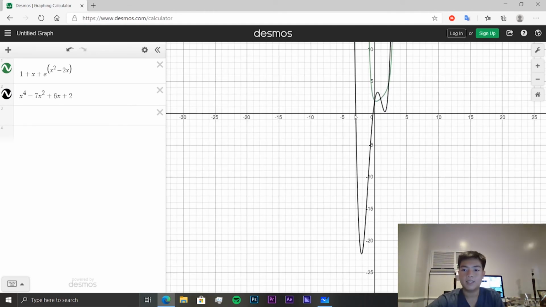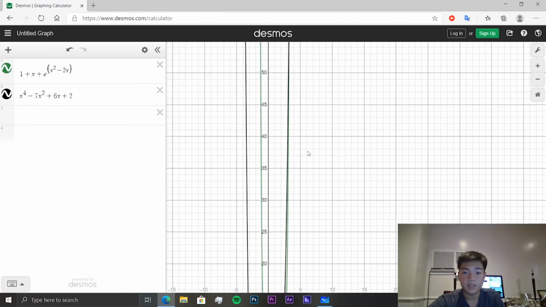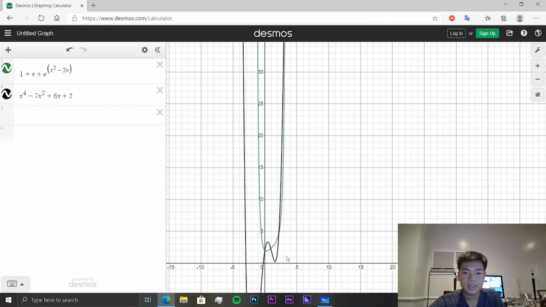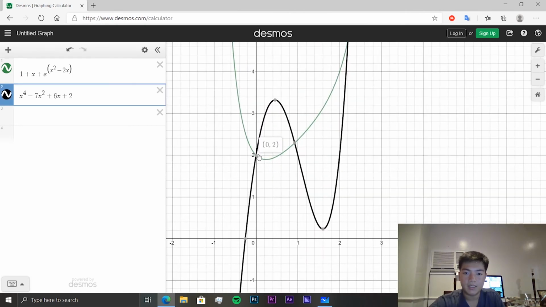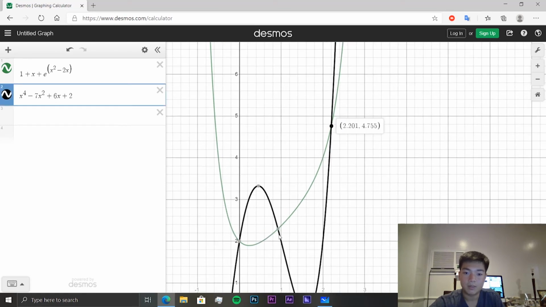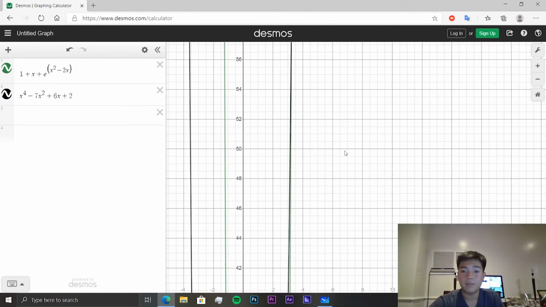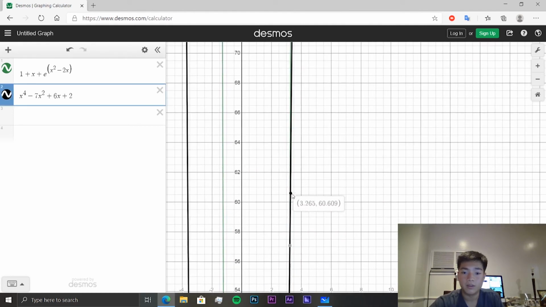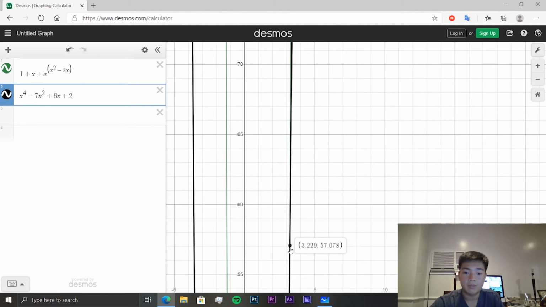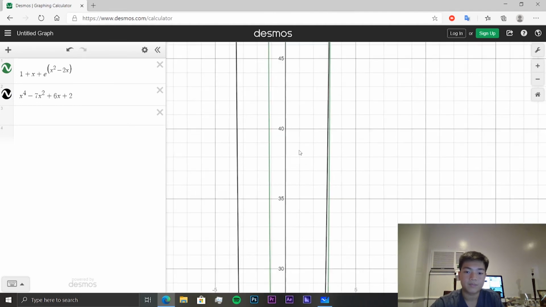So I assume they're asking for this section of the black curve. Wait, no, what? Oh, sum of the areas of the regions. Okay. So these curves intersect twice, I believe. So once is in this little area between 0.2 and 0.925, and the second one is here, between 0.925 and 2.201. I believe they don't intersect after that, but I might be wrong. Oh no, they probably do. And then between 3.229 and 57.